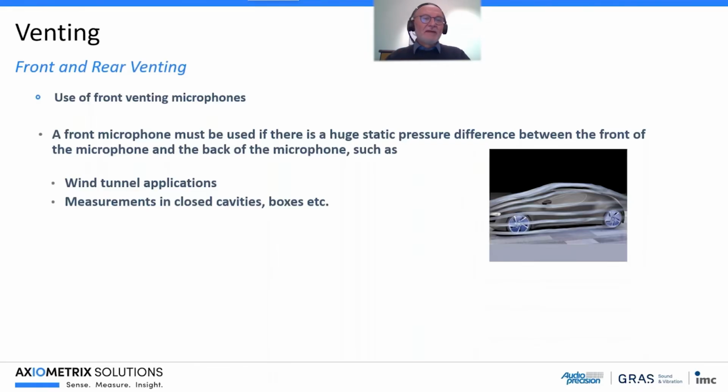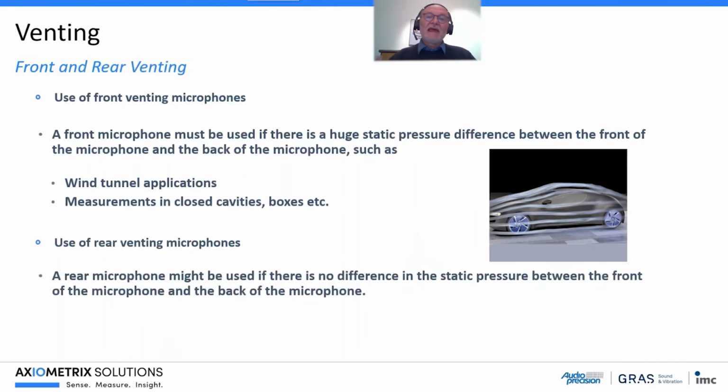It could also be used for measurement in closed cavities, boxes, etc., where we see the same tendency. We have a higher or lower pressure inside the box, and normally atmospheric pressure outside the box. Rear-vented microphones are the microphones you use if there is no static pressure difference between the front of the microphone and the back of the microphone, and that is in most measurement situations.